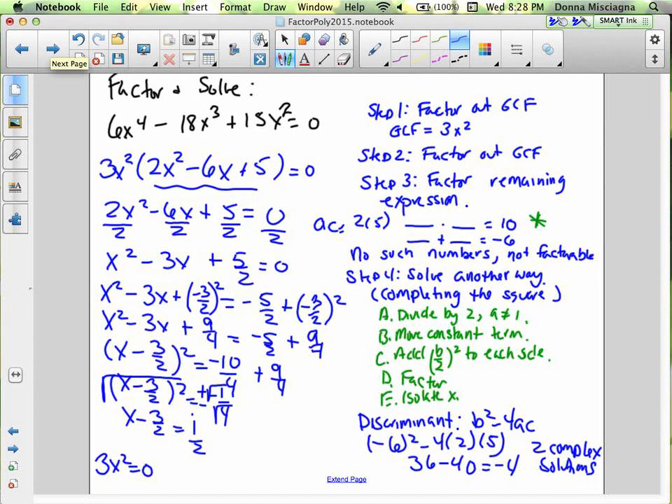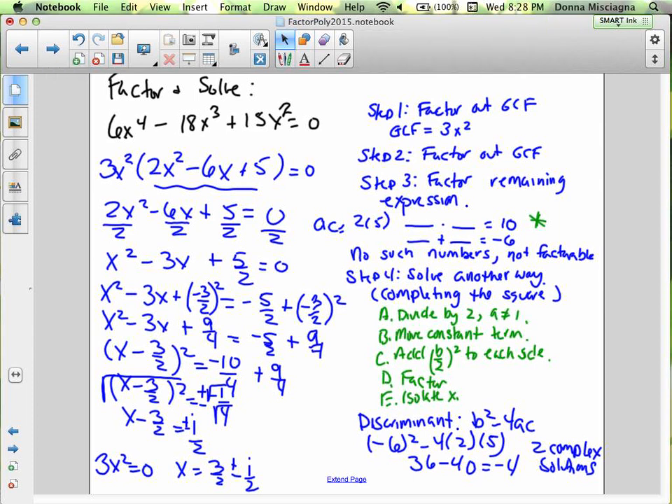So we have x equals 3 halves. Oops, what happened to my plus or minus? 3 halves plus or minus i over 2. Or you can write it as 3 plus or minus i all over 2. So we have two kinds of solutions here. We have real and complex.